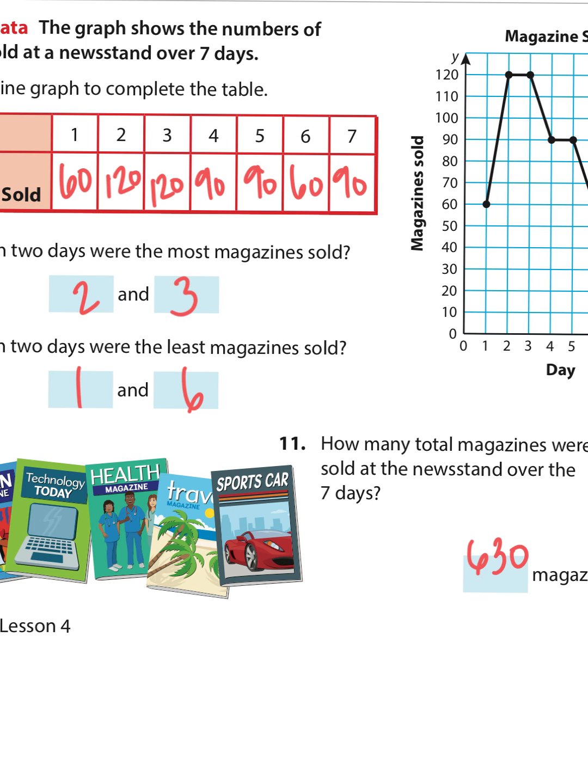For number 10, it says on which 2 days were the least magazines sold. You're looking for the points that are the lowest. Here, 60 is my lowest number, so that's going to be day 1 and day 6. That's my least number of magazines sold. And then number 11 says how many total magazines over the 7 days were sold. What you have to do is add all of that data together. So you can pull out this data here from the table that you wrote in, or you can look at each one of these points again. But you're going to add up all of those numbers together, and you end up with 630 magazines. Let's go. We did it right.